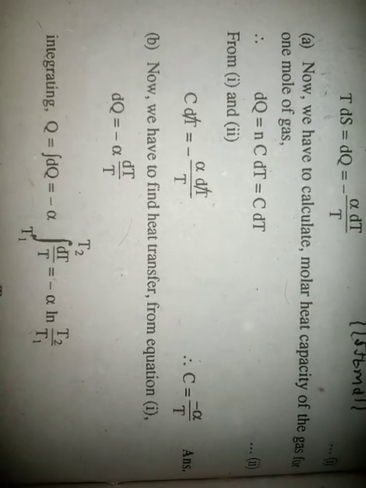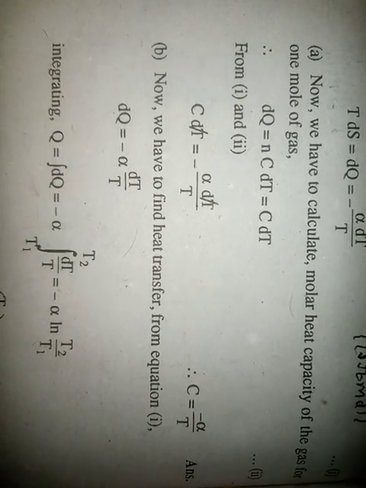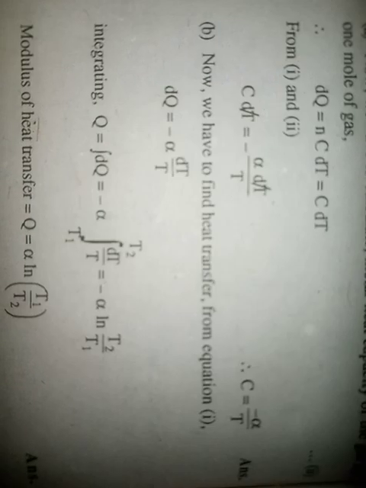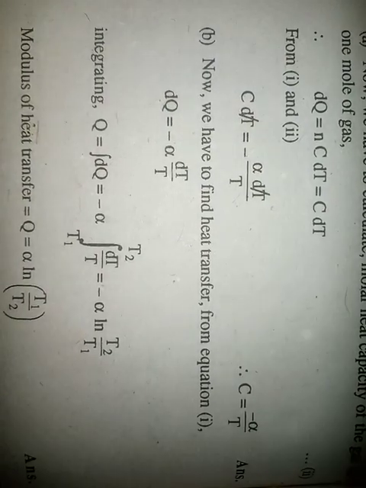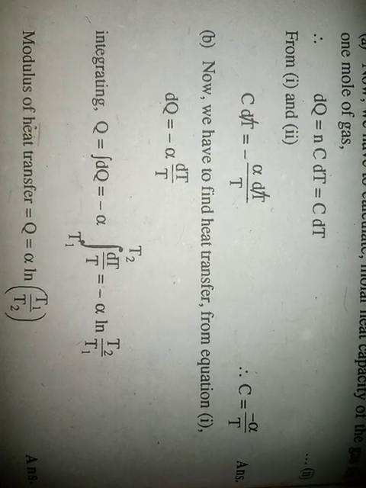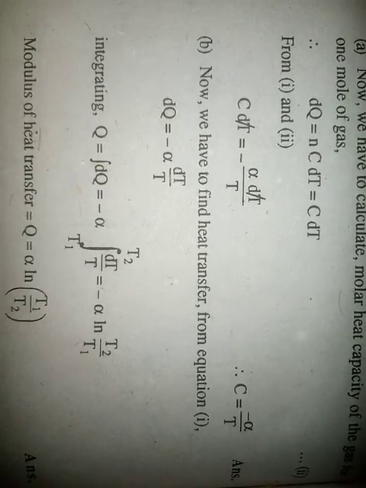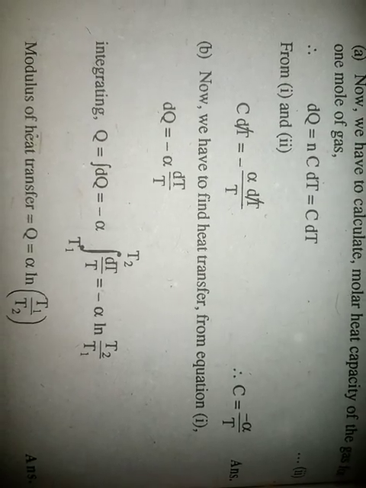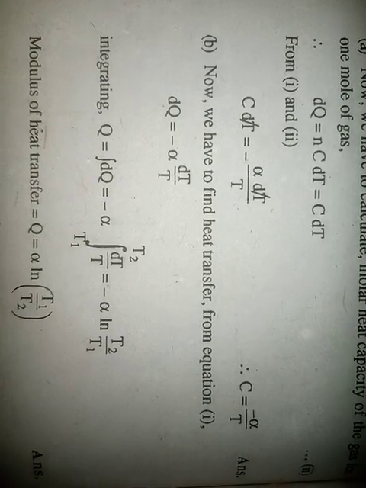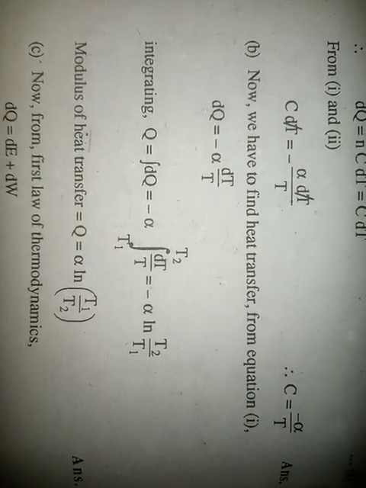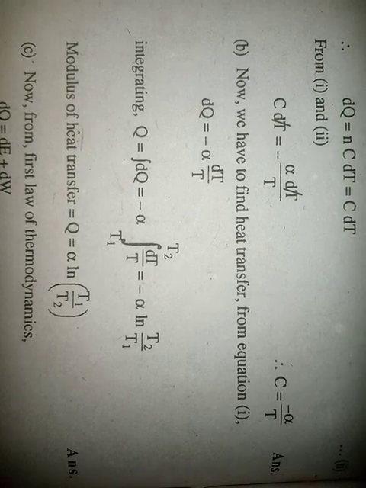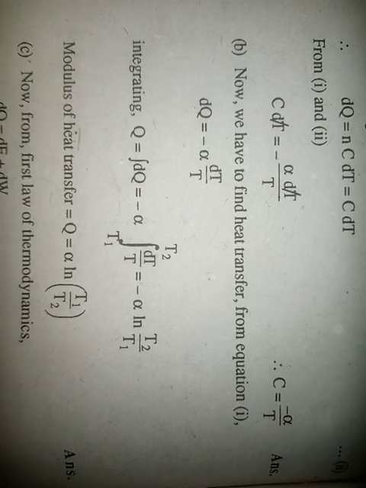B, now we have to find heat transfer from equation 1. dQ equals minus alpha times dT by T. On integration, Q equals the integral of dQ equals minus alpha times the integral from T1 to T2 of dT by T, equals minus alpha times log T2 by T1. Modulus of heat transfer Q equals alpha log T1 by T2.